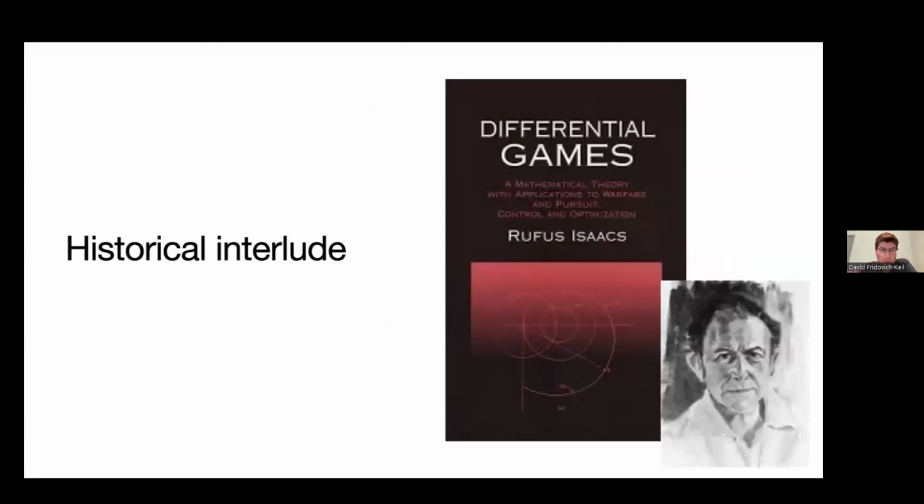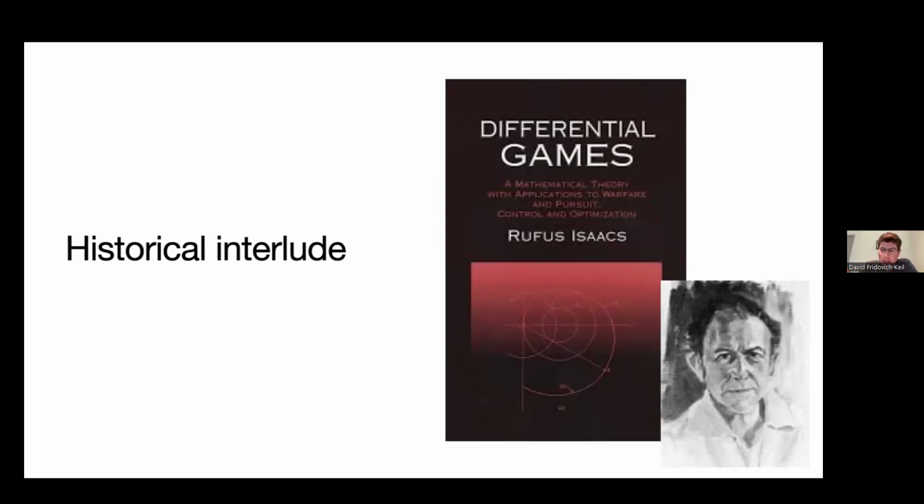All right. Before we get there, I want to just give a very quick historical interlude. I find the history of this stuff very fascinating, and if anybody's been exposed to this kind of literature before, I think you'd probably agree with me. This is one of the most fun books to read. At least the first couple chapters are fantastic.